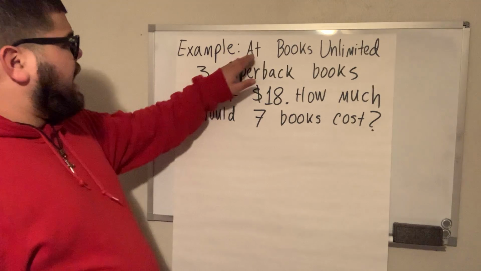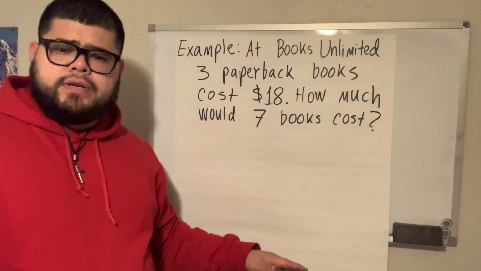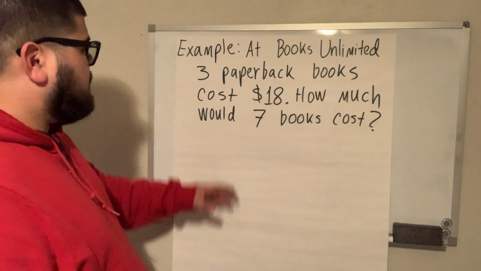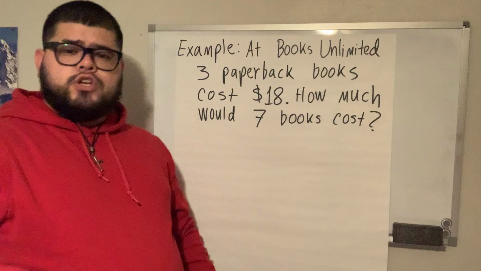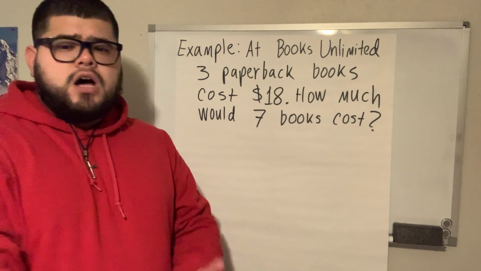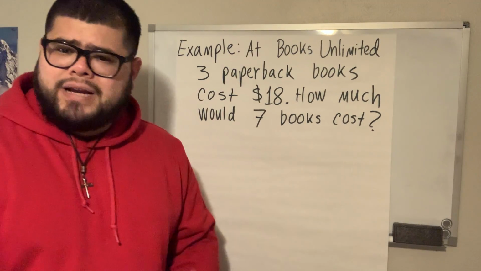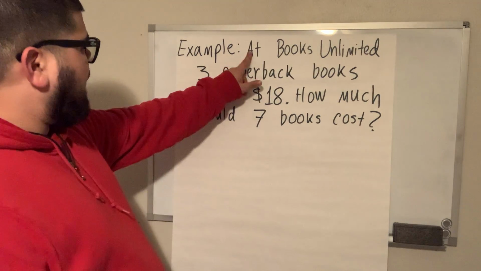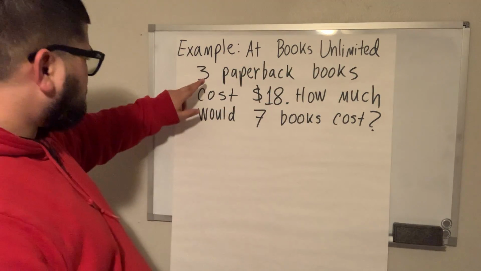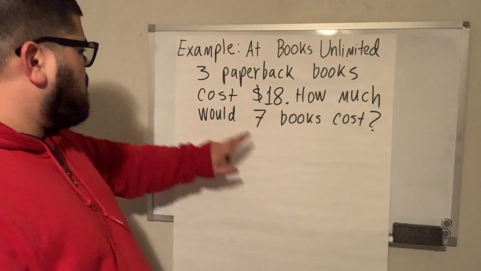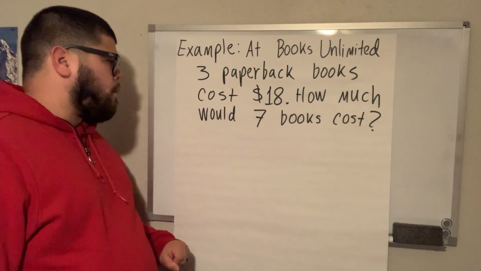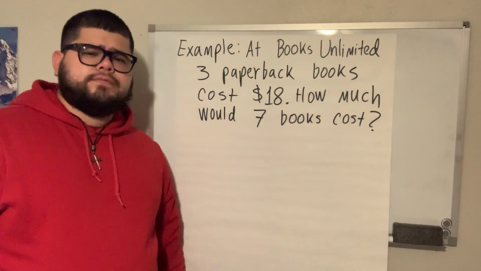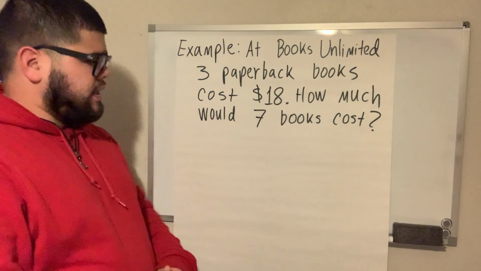So again, let's read it, because we're still going to use CUBES like we did before, because we don't want to get out of the habit of using CUBES. CUBES is our word problem strategy, so we have to read before we do CUBES. Remember, CUBES is circle the important numbers, underline the question, box keywords, eliminate unimportant information, and solve. So we're going to read this. At Books Unlimited, 3 paperback books cost $18. How much would 7 books cost? And again, this is assuming that all the books cost the same.